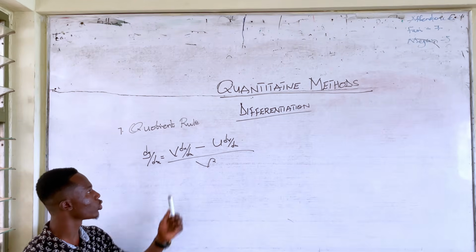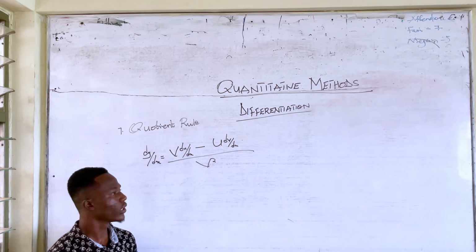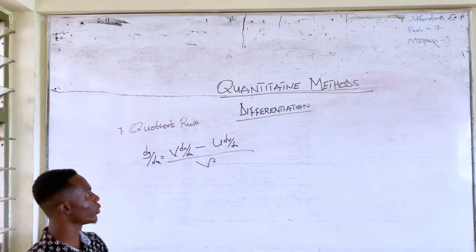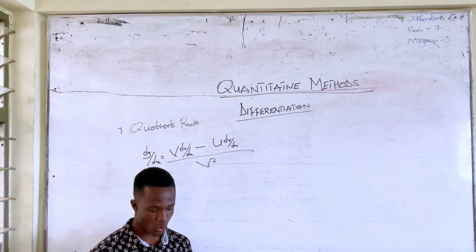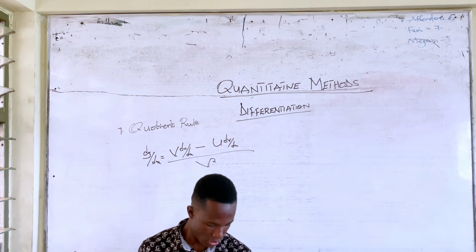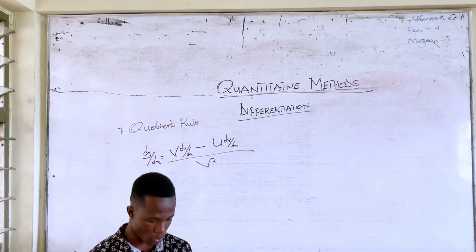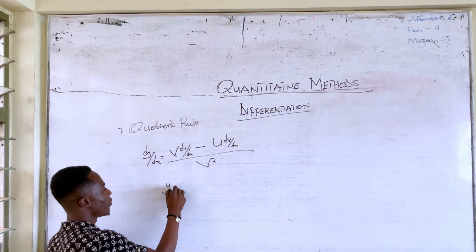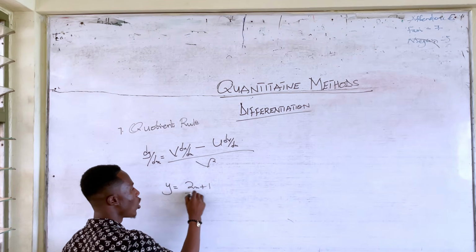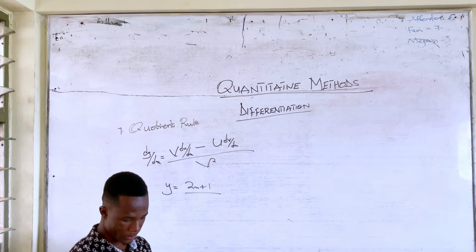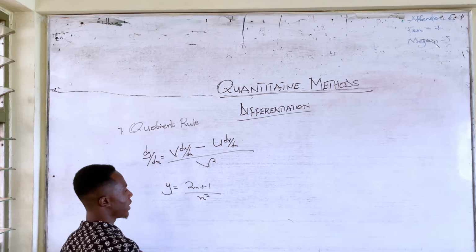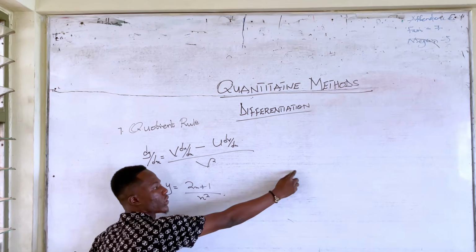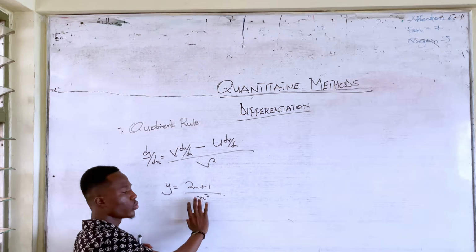Okay, so we are going to solve a question under the quotient rule. It's just the same. We are going to do the calculations just like the product rule. So we take one question and look at how the quotient rule works. One example we have: if y equals (2x plus 1) over x squared, find dy/dx. You see with the product rule, the two functions were multiplying, but under the quotient rule they are divided.